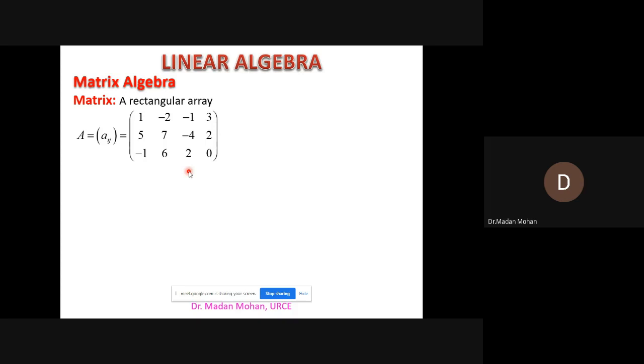What is the order of this matrix? Yogi, please. What is the order of this matrix? M into n, sir. I am asking the order of this matrix. 3 into 4. 3 cross 4. Very good. The order here is 3 cross 4. We have 3 rows and 4 columns.